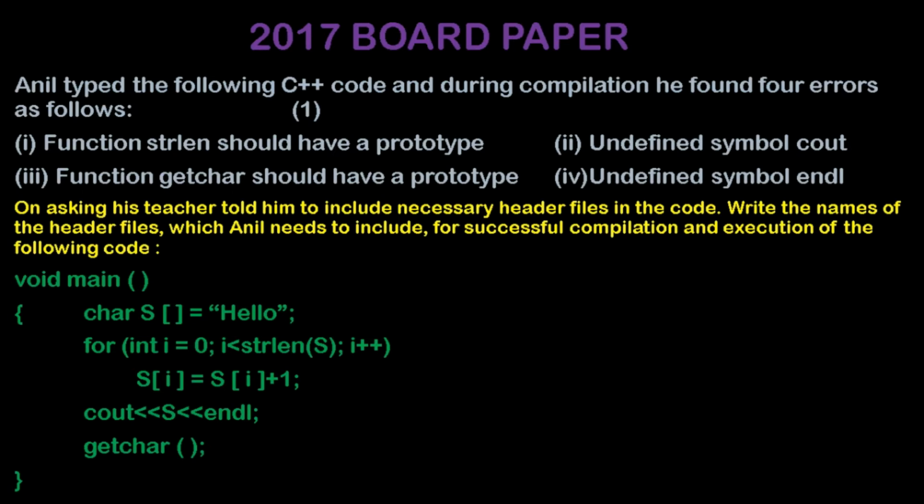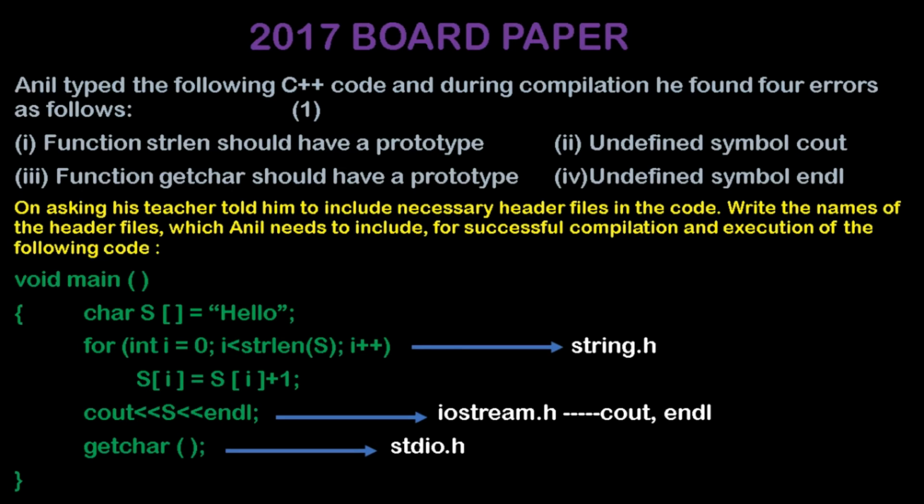And asking his teacher, he was told to include the necessary header files in the code. Write the names of the header files which Anil needs to include for successful compilation and execution of the following code. And the code is void main, char s[] = "hello", for (int i = 0; i < strlen(s); i++), s[i] = s[i] + 1, cout << s << endl, getchar(). And we will see the answer now. So strlen is present in the header file string.h, and cout is in iostream.h, this we discussed already, and endl is also present in iostream.h, getchar is present in stdio.h.